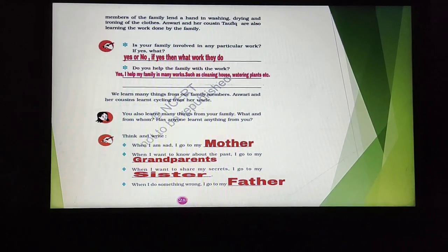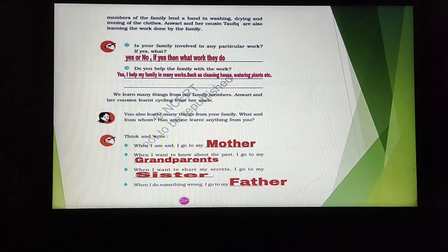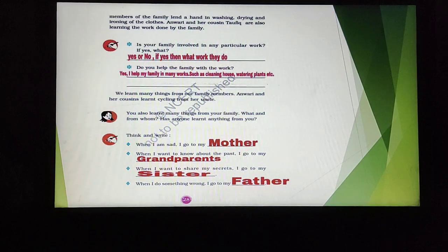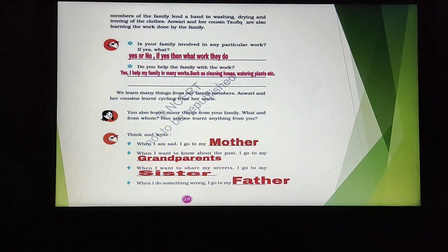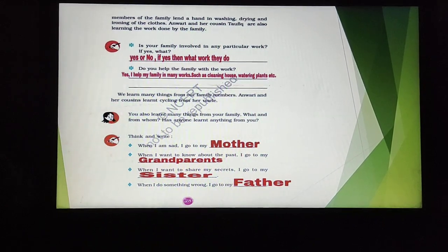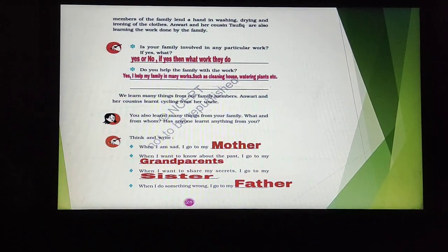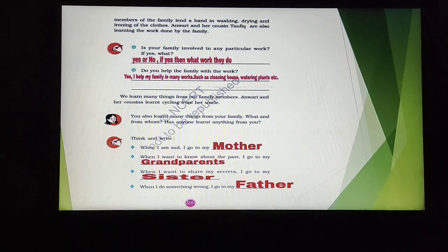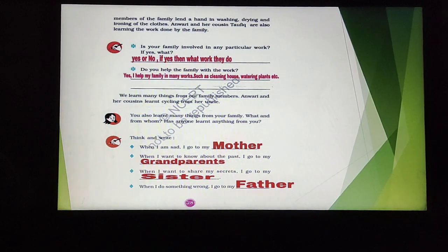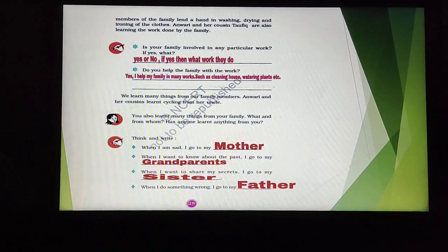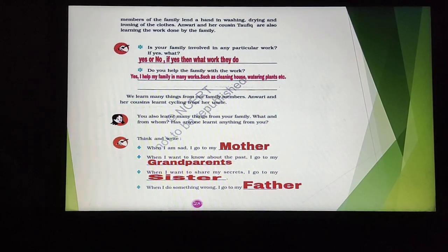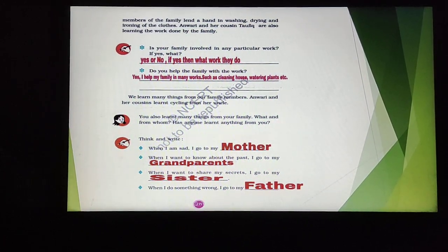Now we will be moving to the next point. Is your family involved in any particular work? If yes, what? Students, this point is telling that if your family, for example, your father, your uncle or your dada or anyone is doing the same work, if they are involved in one kind of particular work, if yes, then you have to write yes, and what work they are doing you have to mention that work.